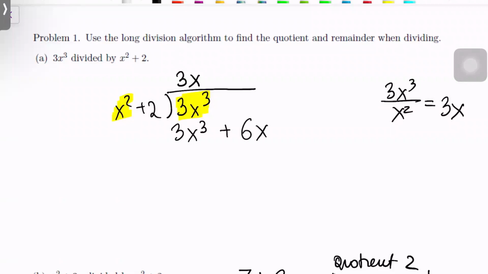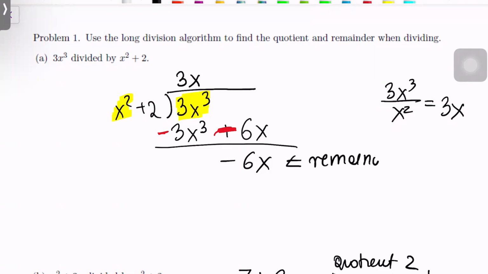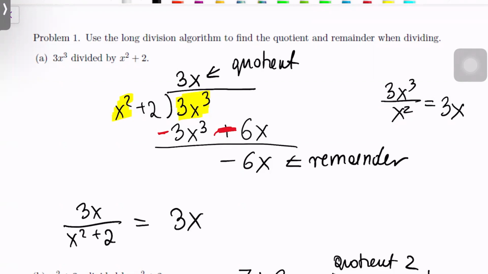But remember, now I want to subtract that from the original polynomial. So in the next step, that's why I'm marking in red, I'm going to change the signs. It's kind of like distributing the minus, right? Because I'm subtracting. So now those always should cancel out, 3x cubed minus 3x cubed. And then what's left is negative 6x. Okay. And then, well, negative 6x is already my remainder because the power is less than the power of the divisor, right? So that's the remainder. And that's the quotient. So if I wanted, I can write this as the quotient plus the remainder over x squared plus 2.